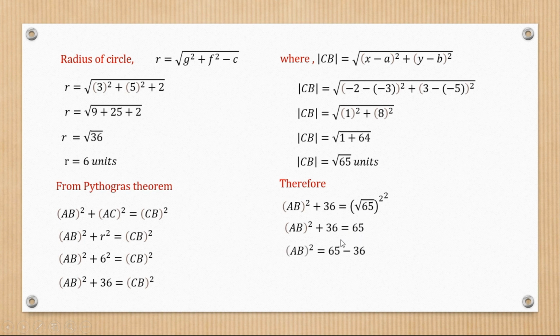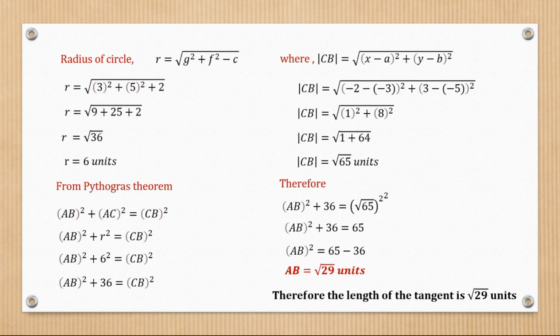Now we can say that AB² shall be 65 - 36, which shall be 29. Now AB is going to be the square root of what we find, which shall be root of 29 units. So therefore the length of the tangent is root of 29 units, and that is the answer.